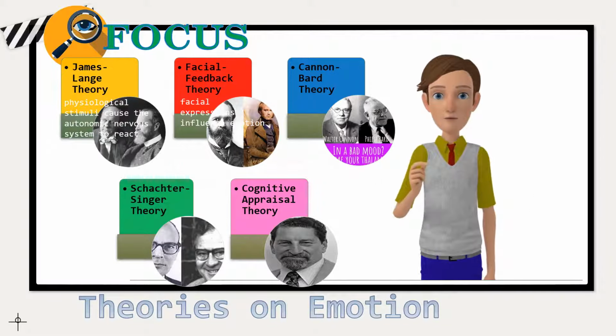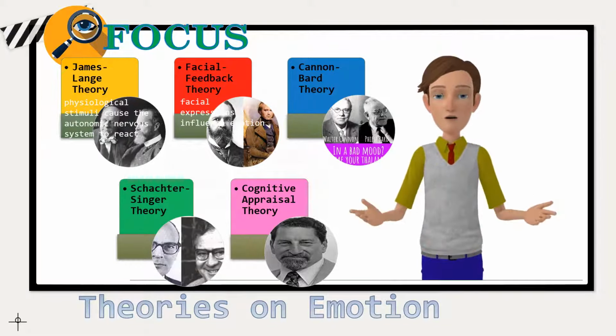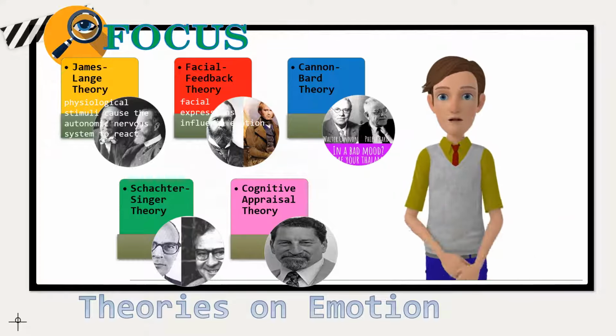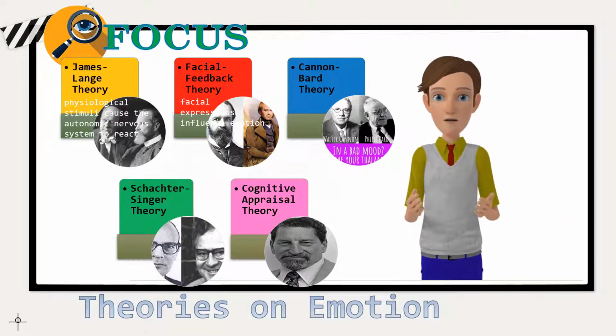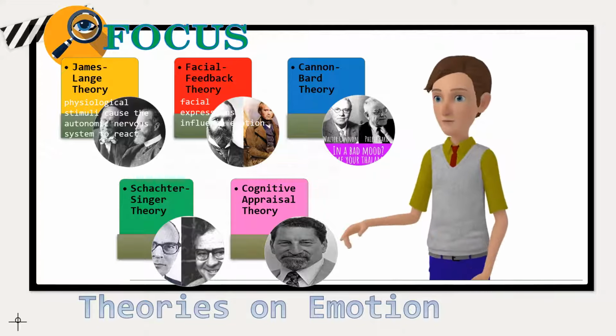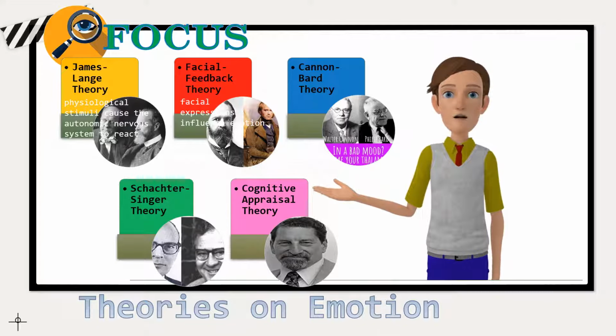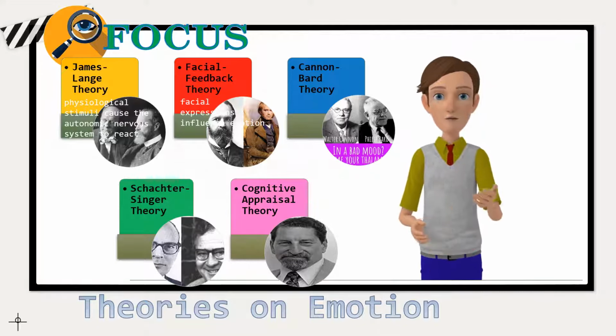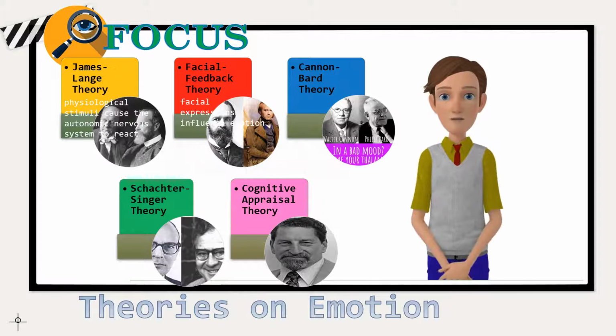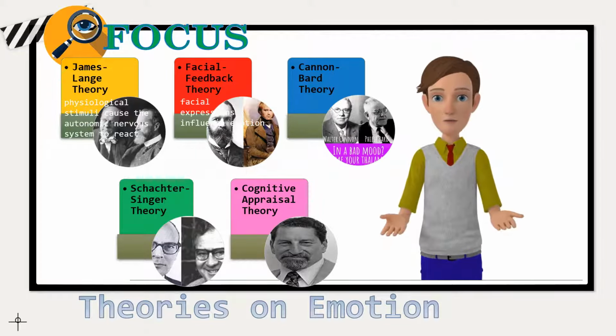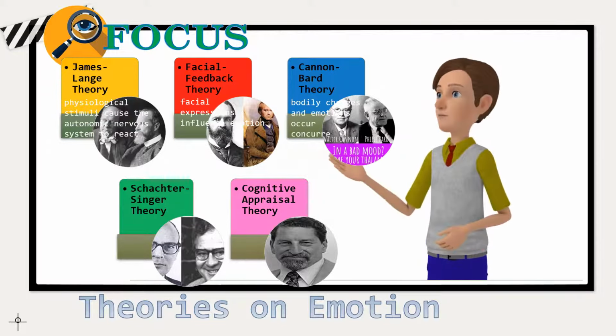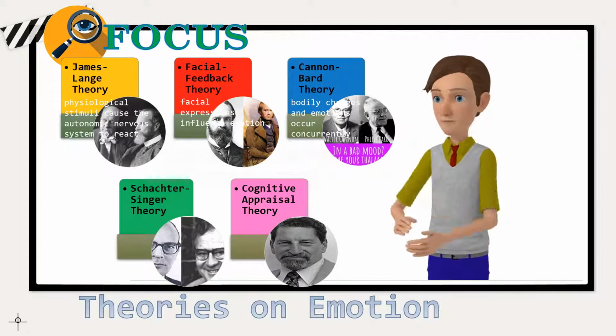According to this theory, emotions are directly related to physical changes in the facial muscles. As a result, someone who forced himself to smile would be happier than someone who frowned. The Cannon-Bard theory of emotion was developed in the 1920s by Walter Cannon and Philip Bard to refute the James-Lange theory. According to this theory, bodily changes and emotions occur concurrently rather than one after the other.